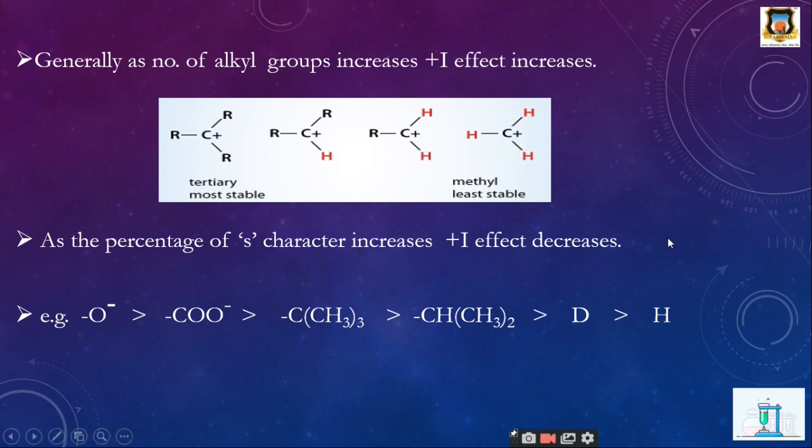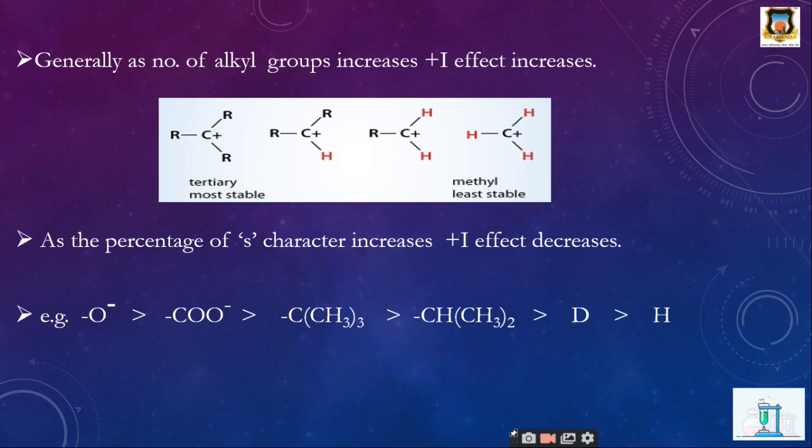Therefore, as the number of R groups on the carbon atom increases, the magnitude of plus I effect increases. There is more electron density on the tertiary carbocation than on the secondary, primary and methyl carbocation. Next, as the percentage of S character increases, the plus I effect decreases, because as the percentage of S character increases, the electronegativity of the atom increases and therefore the plus I effect decreases. Examples of the electron donating inductive effect are O minus, COO minus, that is the carboxylate anion.